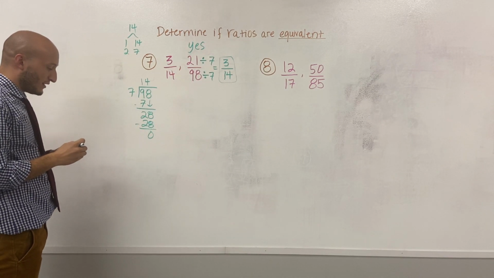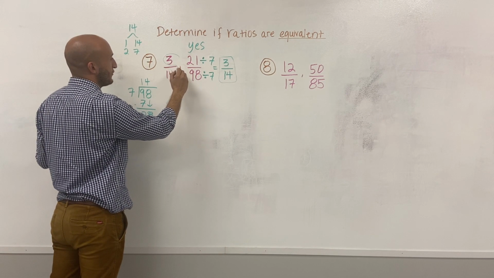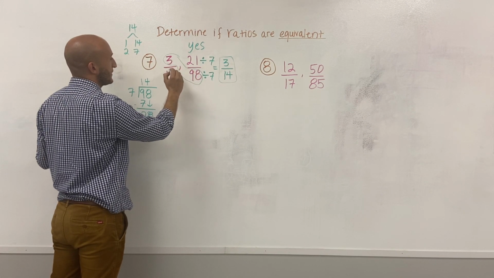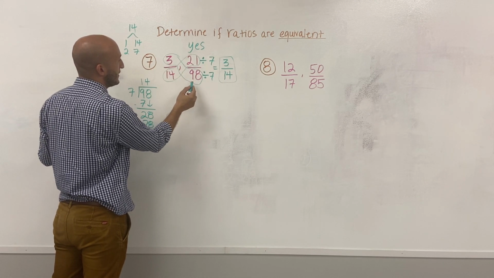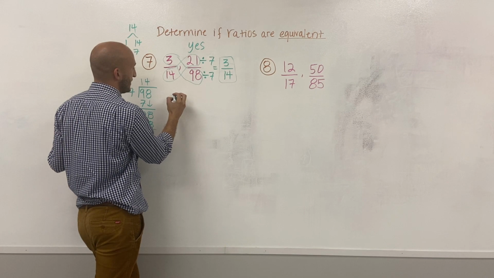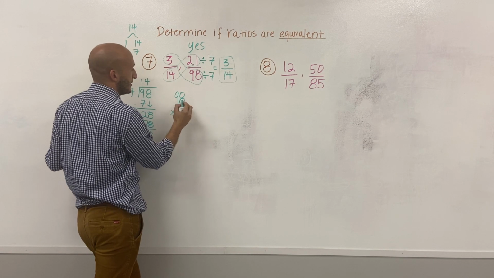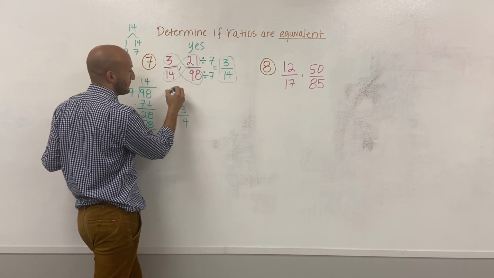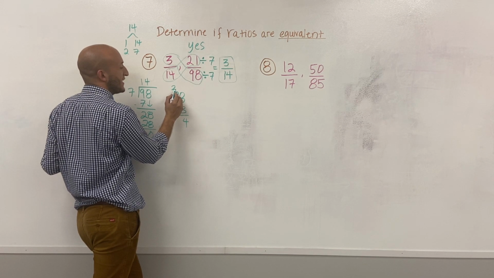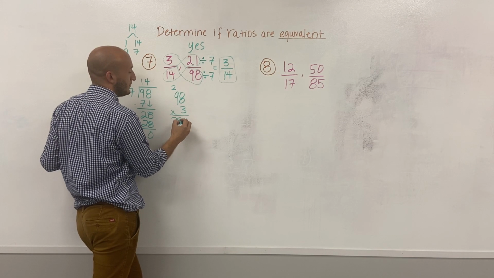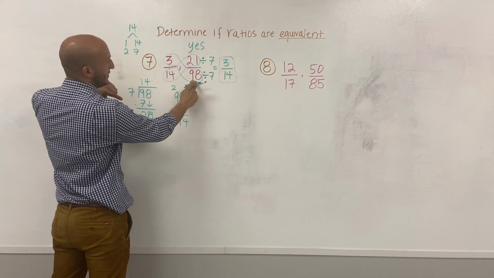The other method you can do is, I know there's no equal sign here, but you could cross multiply. And if you get the same answer, then they are equivalent. So 3 times 98. So let's do 98 times 3. 8 times 3 is 24. 3 times 9 is 27, plus 2 is 29. Okay, so that's what I got for 3 times 98: 294.